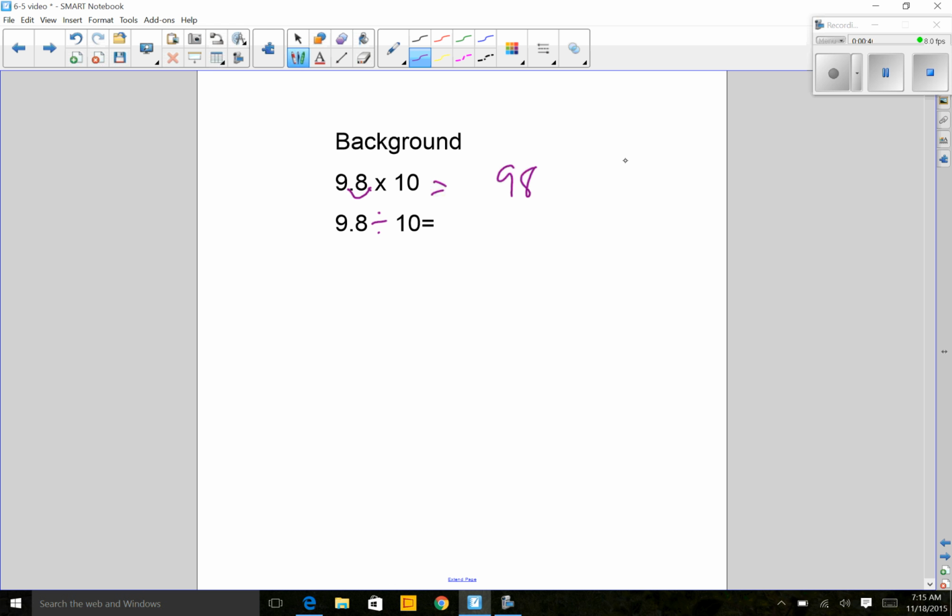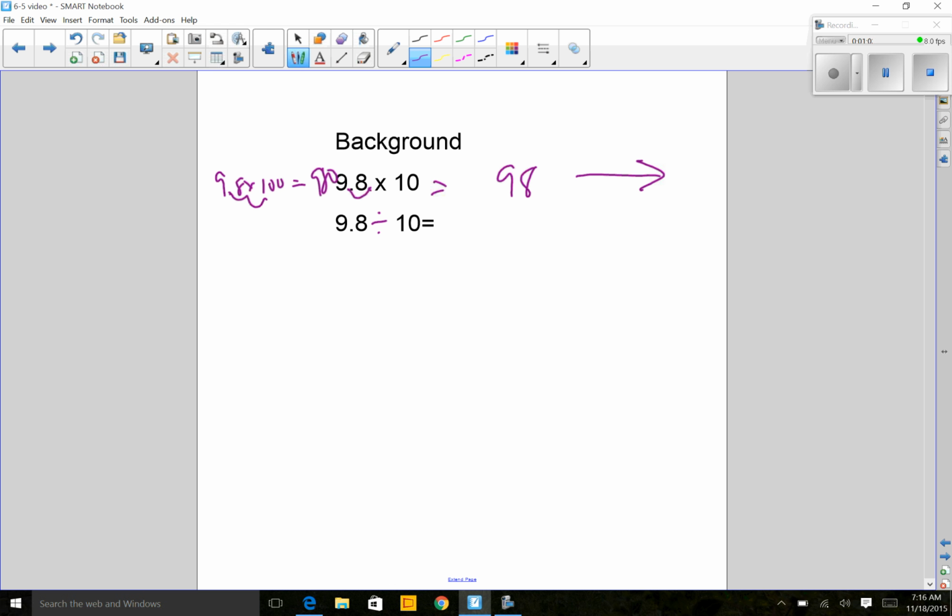If we were doing 9 and 8 tenths times 100, now we'd be moving over two places. It would equal 980. So if we're multiplying, we move the decimal in that direction.